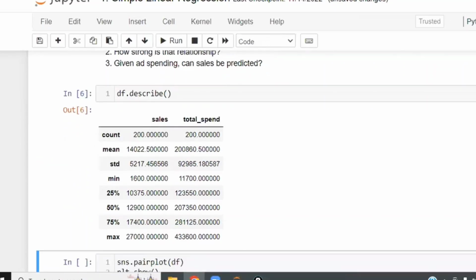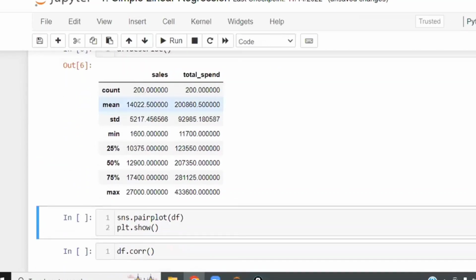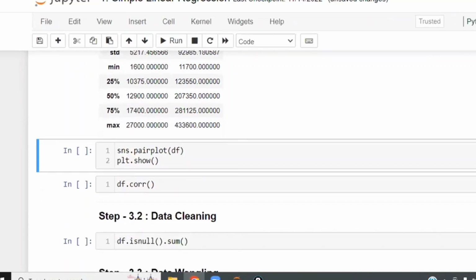So what is the total spend they have done? The mean value of total spend is this much, the minimum value is this much, and this is the maximum value. Similarly, in sales also, the minimum sales of units is this much, up to the maximum number of sales, which is 27,000. First, I'll understand the statistics. After that, I will apply the relation.